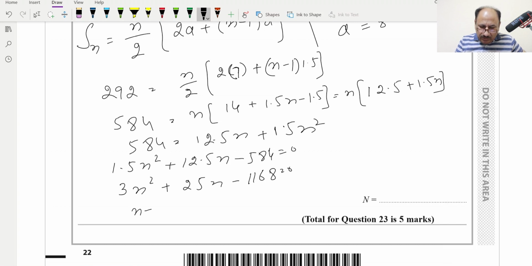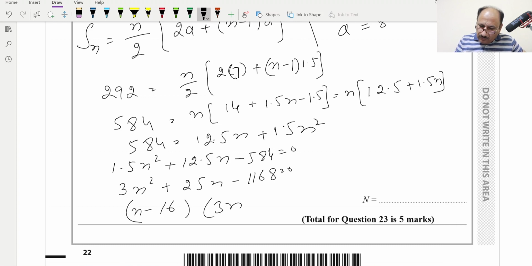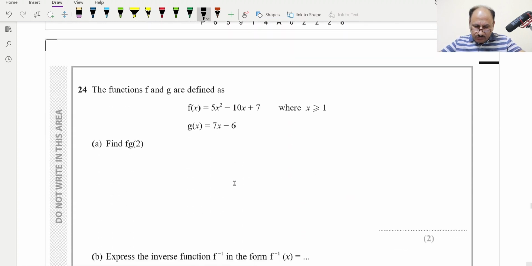So n minus 16, and the other value will be 3n plus 73 is equal to 0. So we will reject this because it will result in a negative value. So we reject this one, and this implies n minus 16 is equal to 0. So n is equal to 16, and n is equal to 16 will be our final answer for this question.